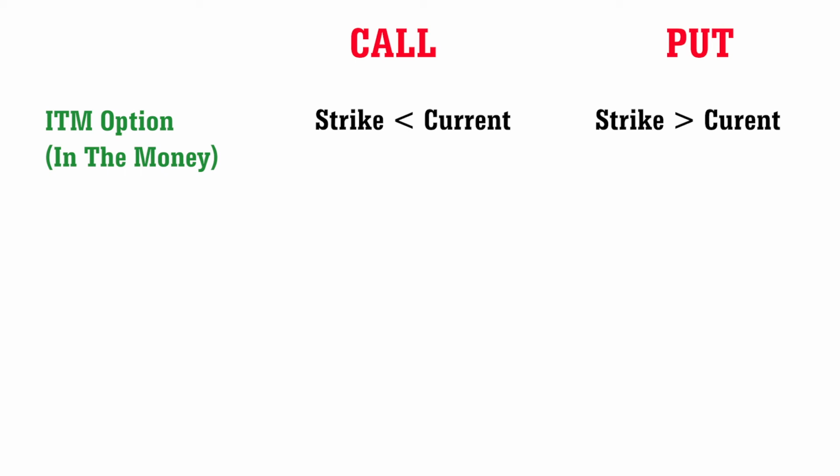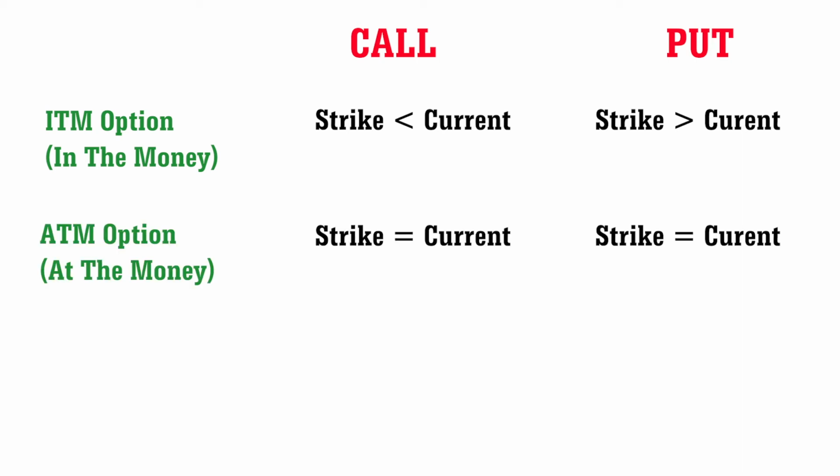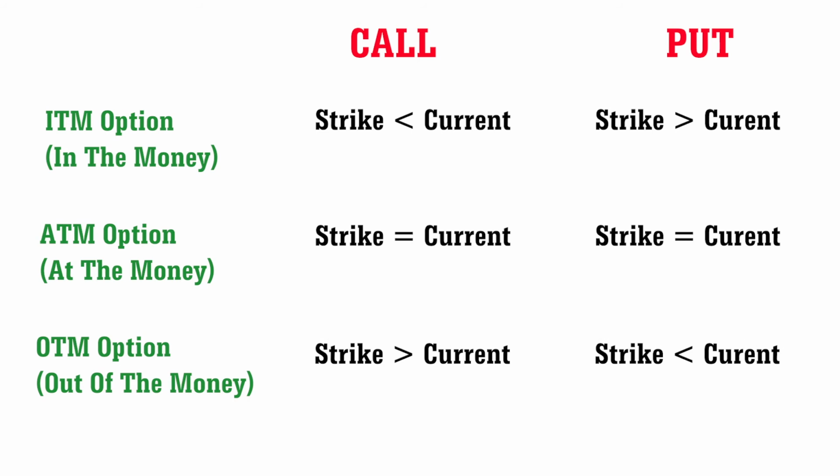The next one is at the money option. Any option where the strike price is exactly the same as the current trading price, it's called at the money option. The third one is out of the money option. For call option, when the strike is above the current trading price, it is called out of the money call option. And for put option, if the strike price is below the current trading price, it is called out of the money put option.